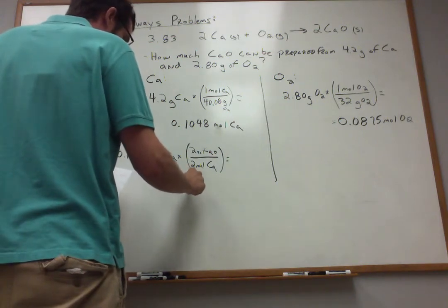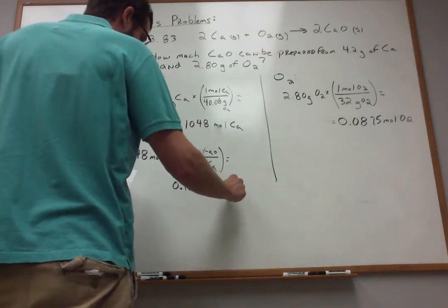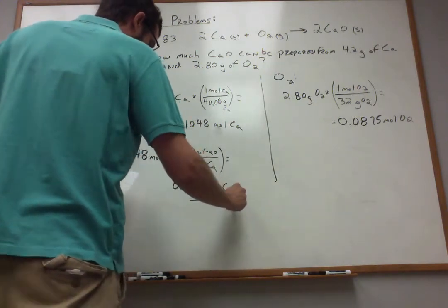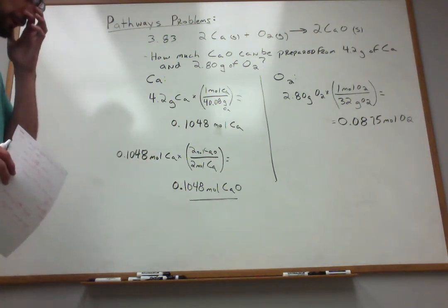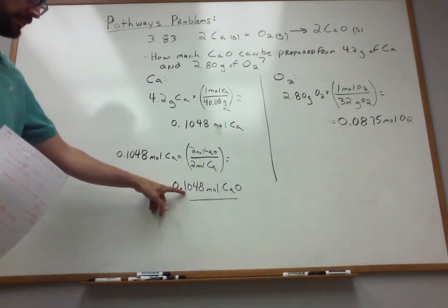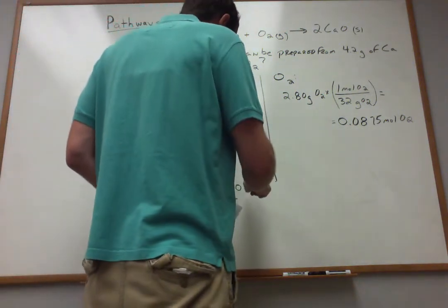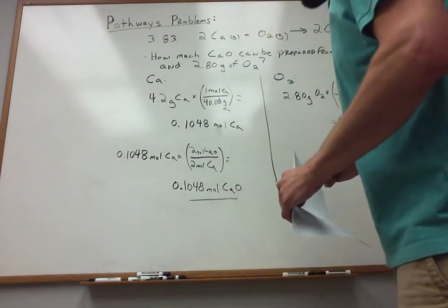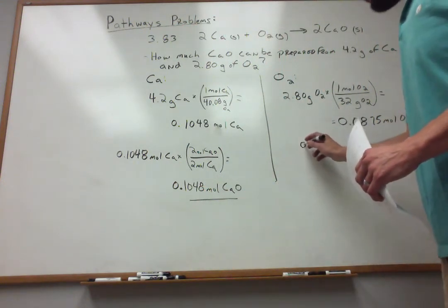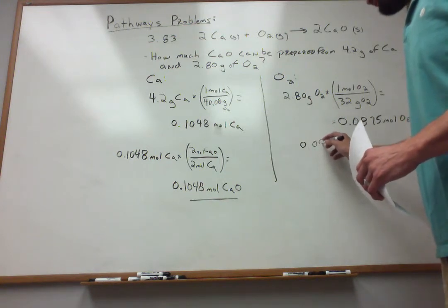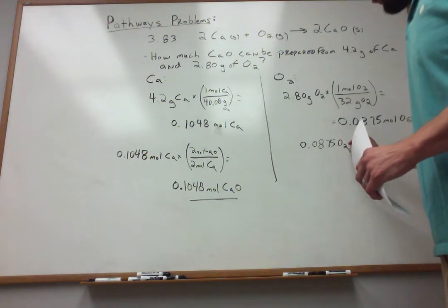As a consequence, I know from 0.1048 moles of calcium, the most I could ever make is 0.1048 moles of calcium oxide. It's the most I could ever make from that amount of starting material. Now I do a similar computation for the other reagent. This is how much oxygen I have in moles.